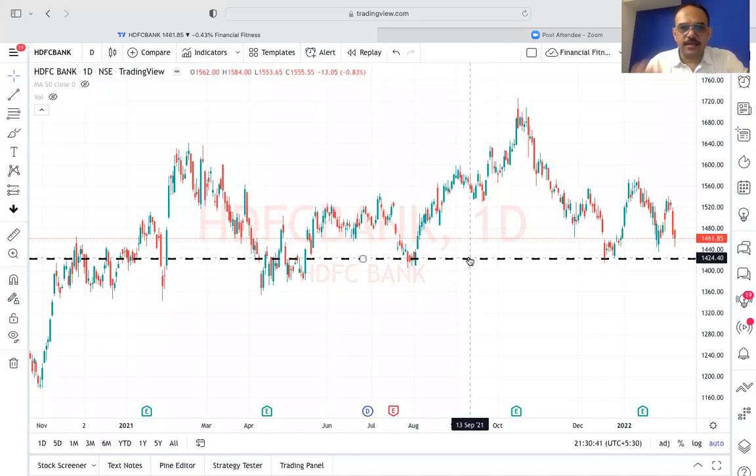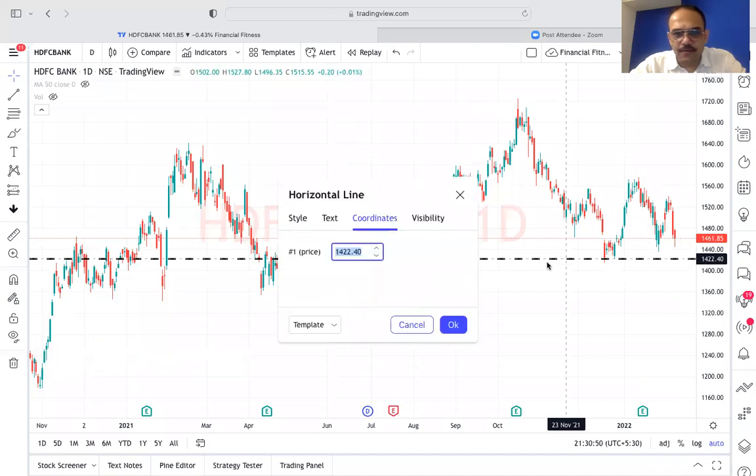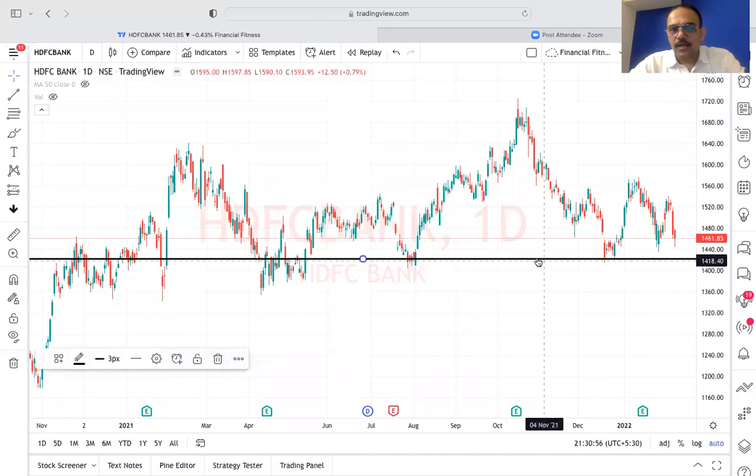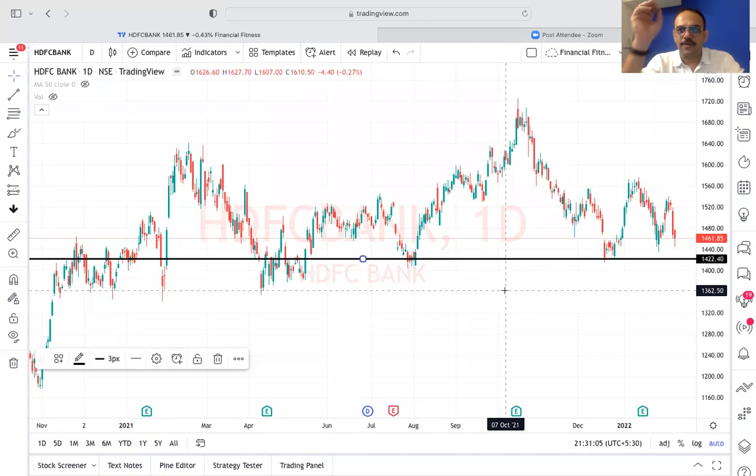Now, the second point is a very, very important point. This is something related to human psychology. As you can see, this black line which I have drawn, I'll make it a full line. And there is something interesting happening here. See this line here, I have drawn this line roughly. It is at 1422.